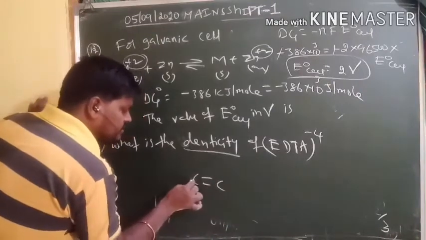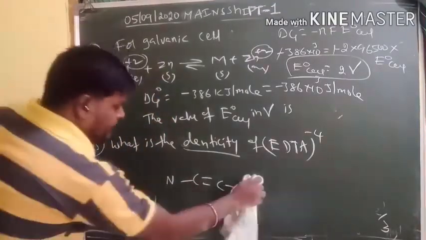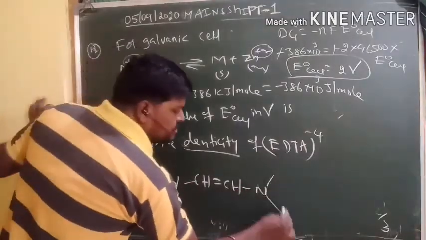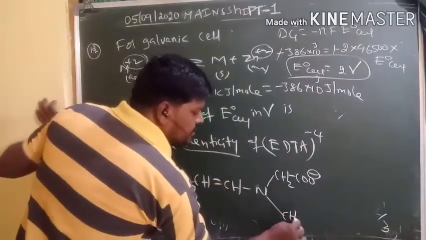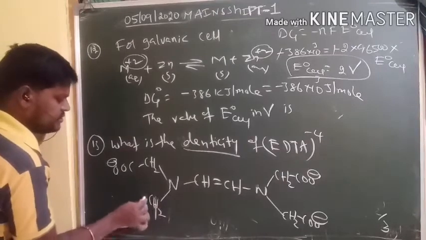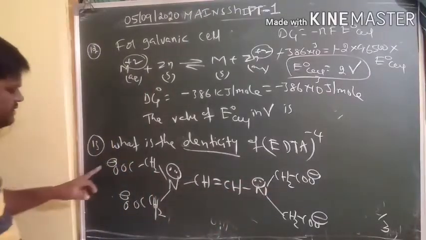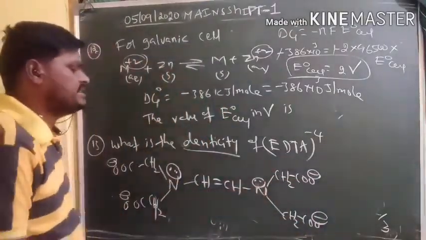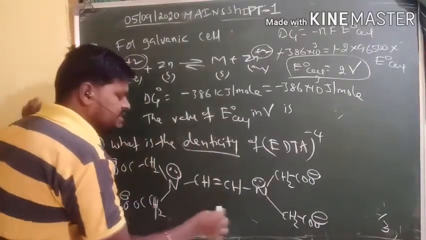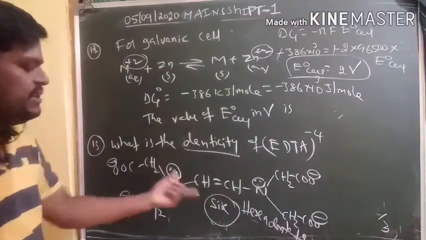So the structure for this one: CH2 CH2, ethylene diamine. Instead of two hydrogens, one acetate here. Here also instead of two hydrogens, CH2COO minus, CH2COO minus here. Each nitrogen having one lone pair, right? So here 1, 2, 3, 4, 5, 6. Six ligands are present. Six ligands are ready to donate towards the central atom of the coordination compound. So here the denticity is 6, hexadentate. I hope 6 is the correct answer for this one.